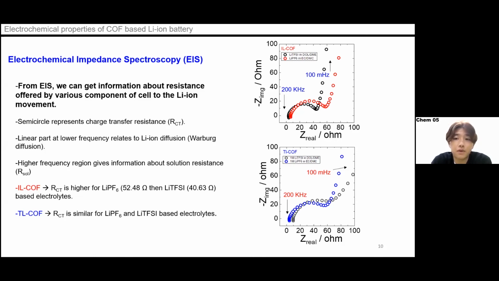So we can say that for ILCOF, charge transfer resistance is higher for lithium PF6. Then for TLCOF, charge transfer resistance is similar for both electrolytes.